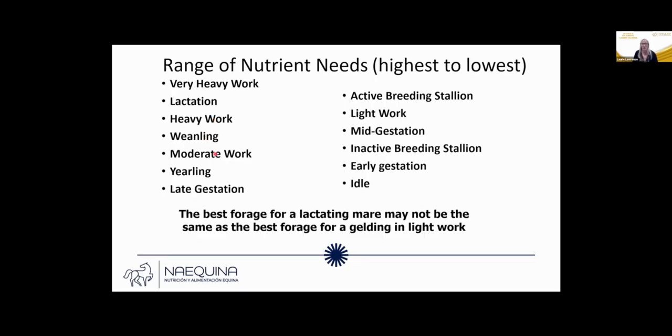Then we have weanlings. Then we have horses in moderate work. Then we have yearlings. Then we have a mare that's in late gestation, so 10 or 11 months of pregnancy. An active breeding stallion is essentially pretty much just like light work. Then we've got mid-gestation, so mid-pregnancy, an inactive breeding stallion, early gestation, and idle. Okay, so over here we have horses that have elevated nutrient requirements. Over here we have ones that have pretty low. So the important take home: the best forage for a lactating mare may not be the best forage for a gelding that's in light work. Okay. We want to match the composition of the forage to the requirements of the horse.